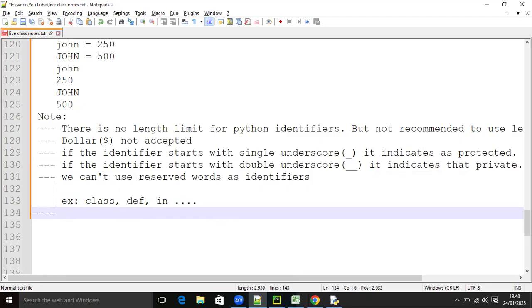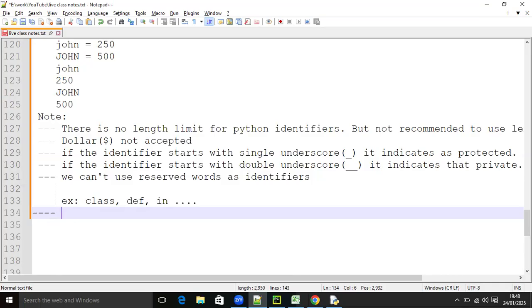Next, if an identifier starts with and ends with double underscore, it is also known as a magic method. So what are the magic methods we have? I am going to show, like addition, subtraction, multiplication. These are some magic methods.